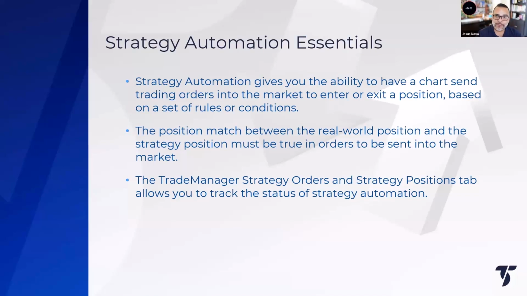This is very important when it comes to automating a strategy to exit an already existing position, because you need a way to monitor that order and make sure that it's going to behave the way you want. A good understanding of what these tabs are going to show you is important when you're automating a strategy to exit an existing position.